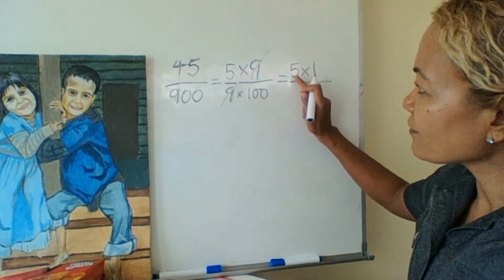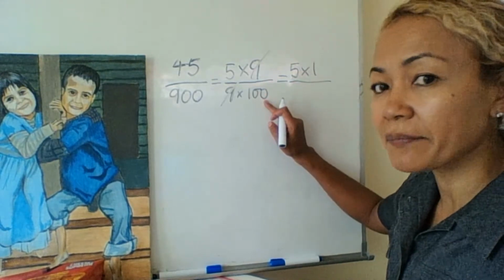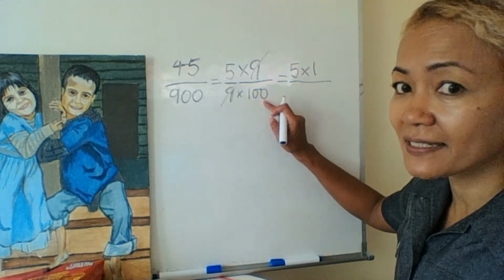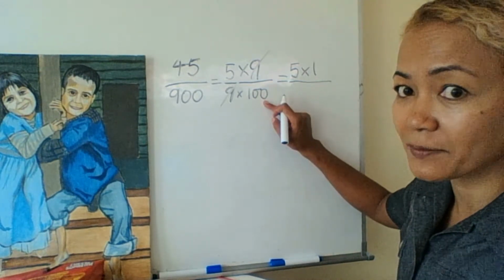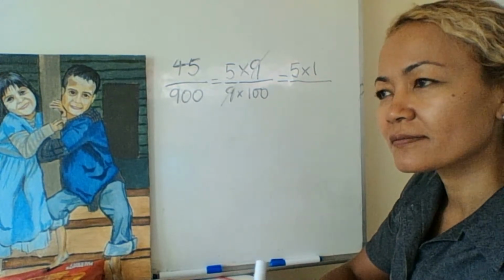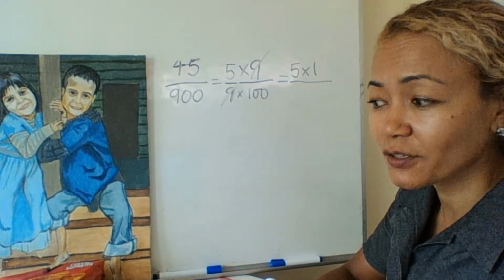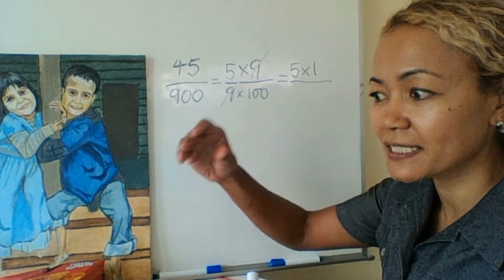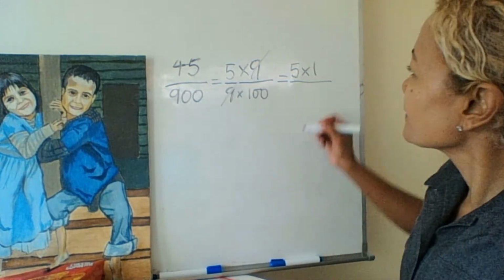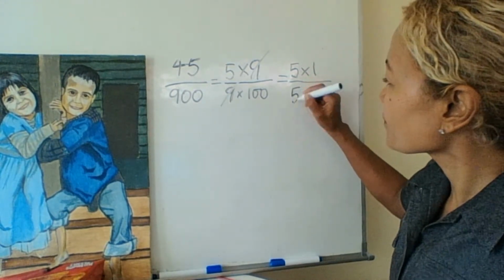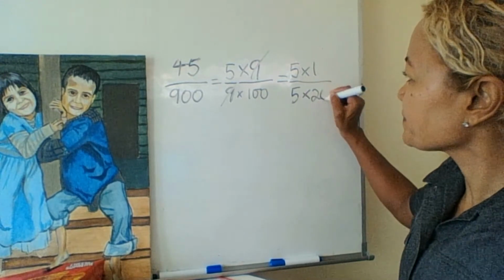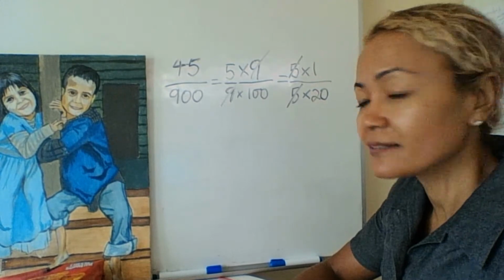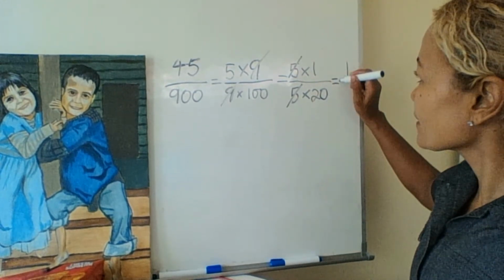Now, if you have 5 on the top, 5 times something equals 100? Yes, it ends in a 0, so you know it's a multiple of 5. 5 times 20? You know, in 100, you have 5 blocks of 20, right? 20, 40, 60, 80, 100. Yes? 5 times 20. Cross the 2 5s out, and you're left with 1 over 20.